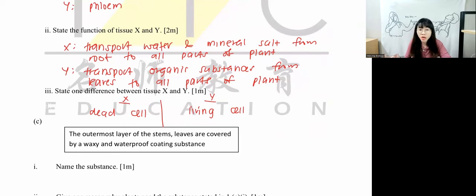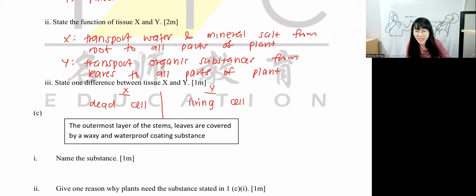Unless you talk about the structural differences, you can say xylem has xylem vessel and tracheids. Phloem has companion cell and the sieve tube. Then you can talk about that. But of course, dead cell and living cell is the easiest one.